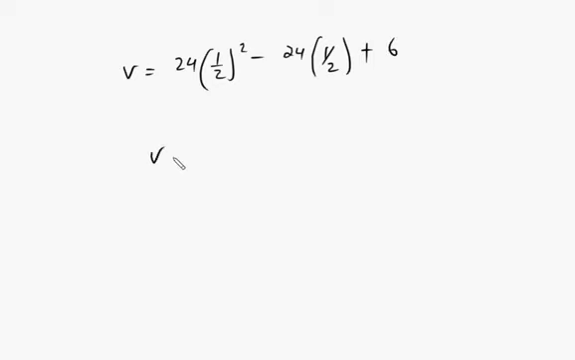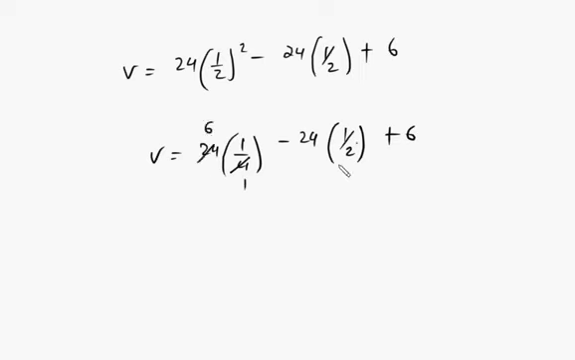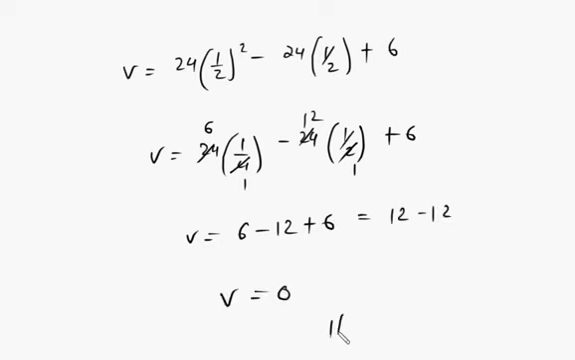So v will be 24 times 1 over 2 squared minus 24t, that is it, plus 6, okay? So v will be 24 times 1 over 2 squared, which is just 1 over 4, minus 24 times 1 over 2 plus 6. So divide by 4 here, 1 by 4 is 6, by 2 is 1, by 2 is 12. So you get 6 minus 12 plus 6, okay? So 6 plus 6 is 12 minus 12. So v is 0, hence proved.